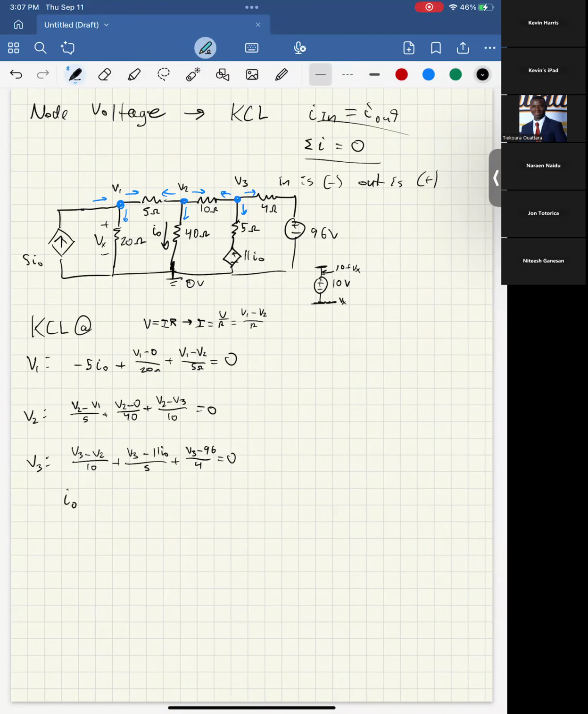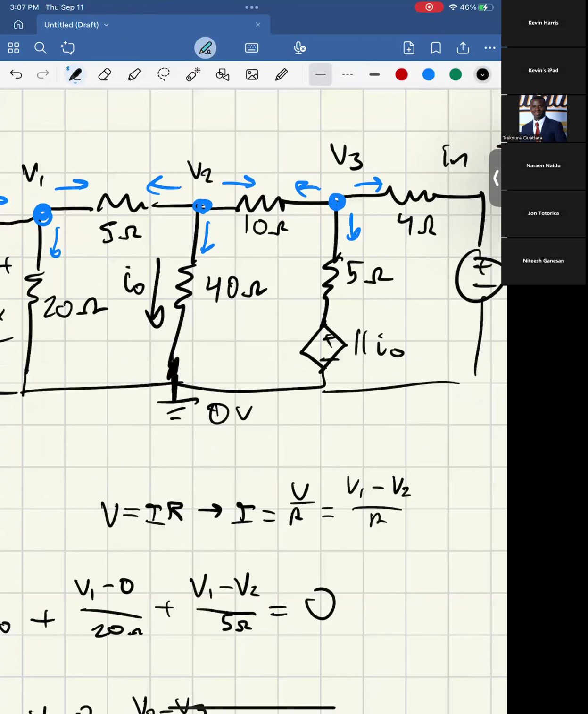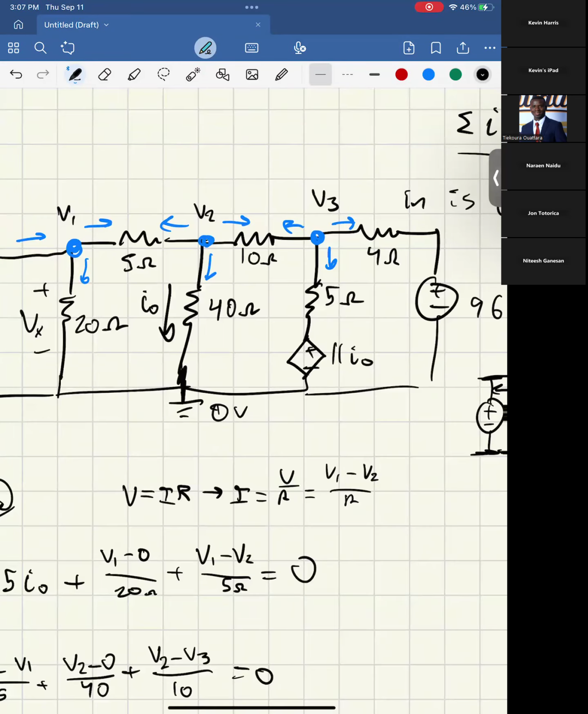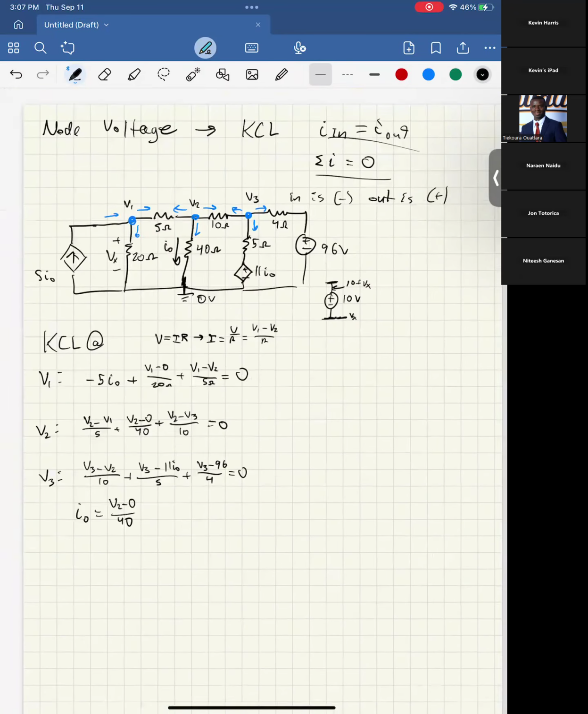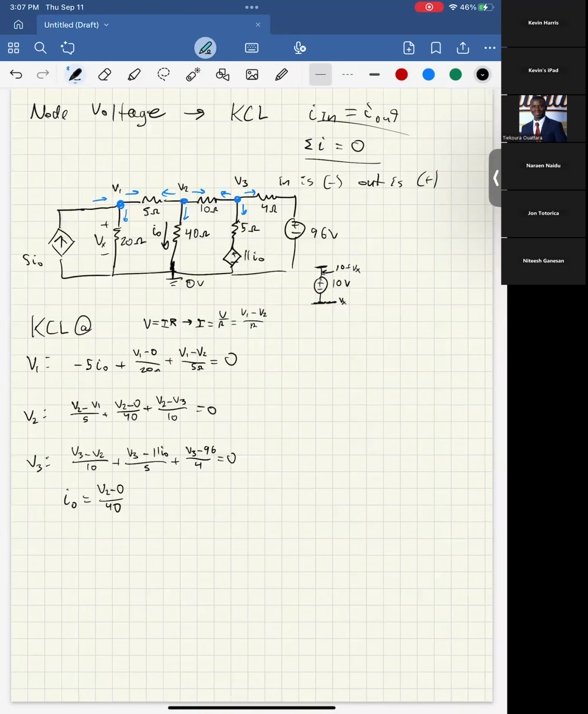And that's pretty simple. If you look here, we've actually already written the term before. I naught is going down there, and that is the same as this one right here. So I naught is just equal to V2 minus 0 over 40. And then you could use whatever algebra method you wanted to solve for all of these voltages.